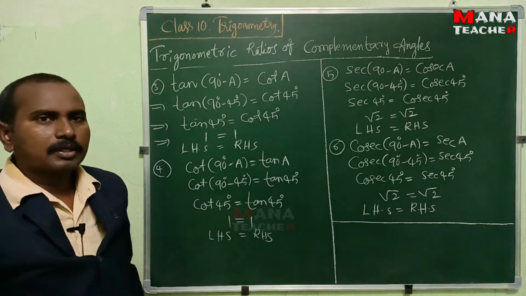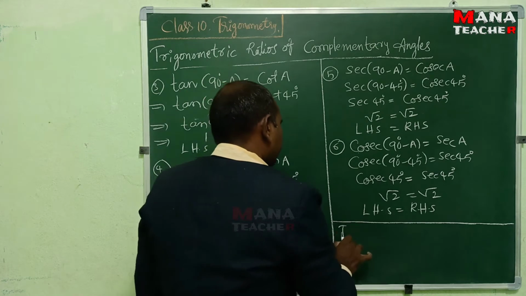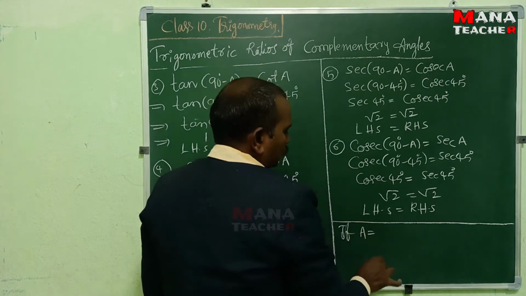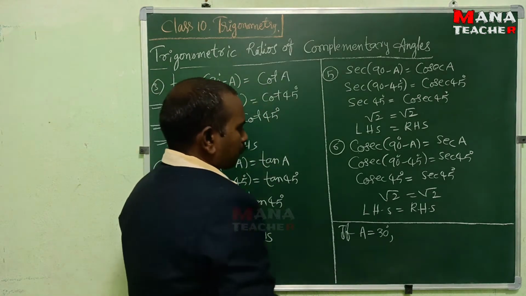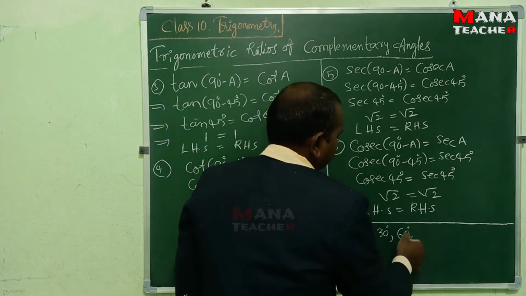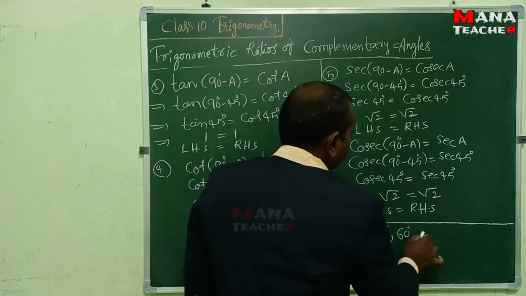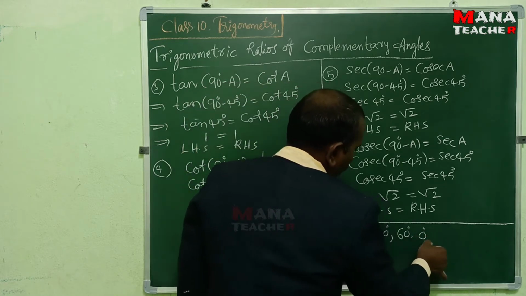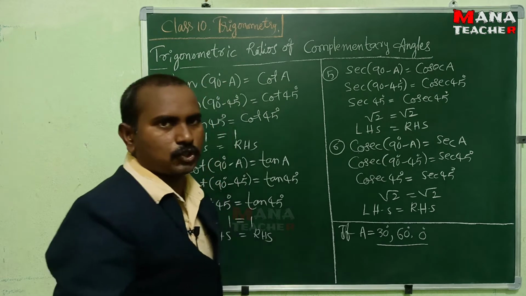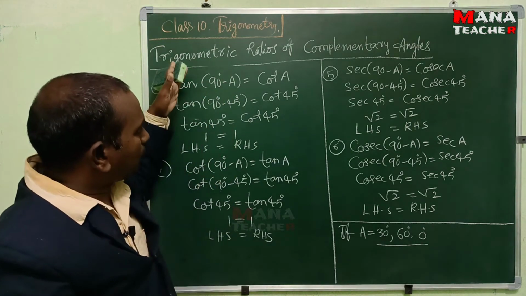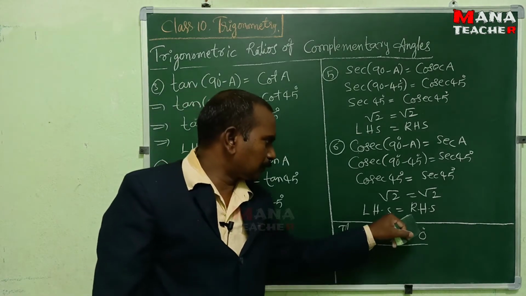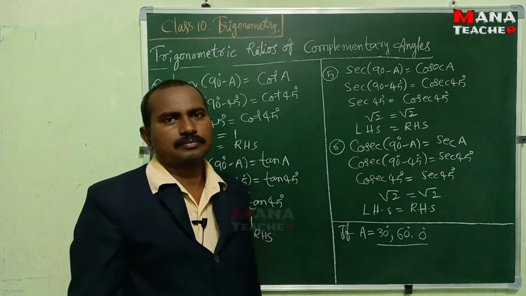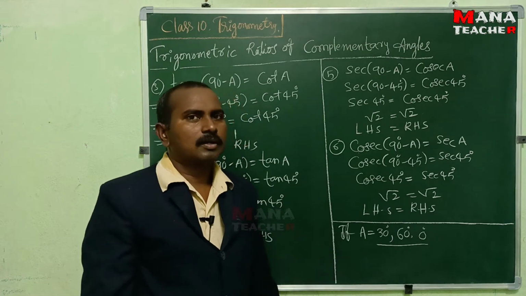Here if A equals 30 degrees, 60 degrees, or 0 degrees, also substituting in the above complementary angles, both sides must be equal. These are the complementary angle relations of some trigonometric ratios.